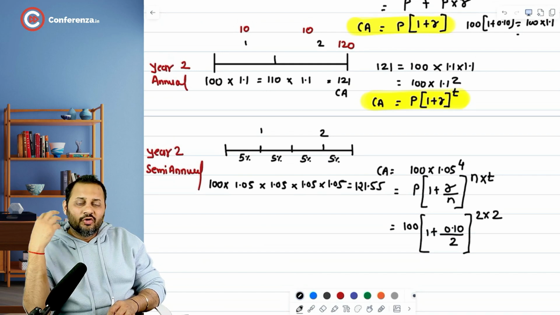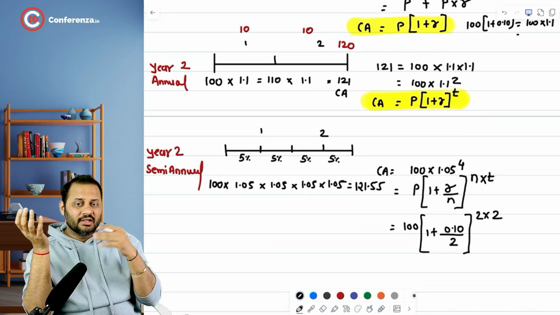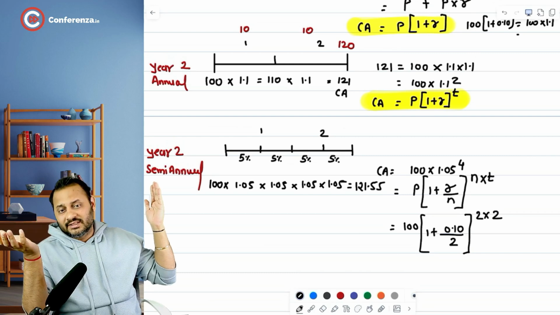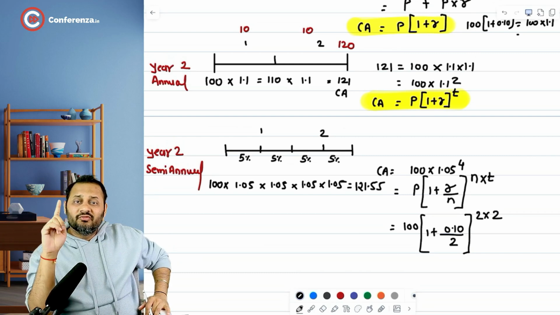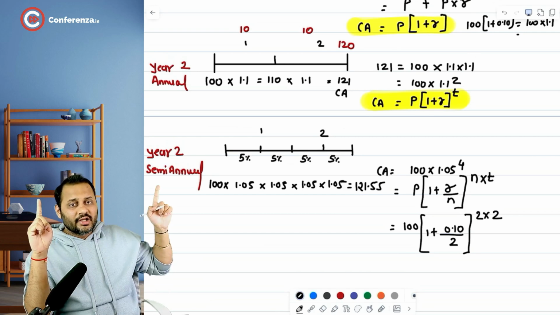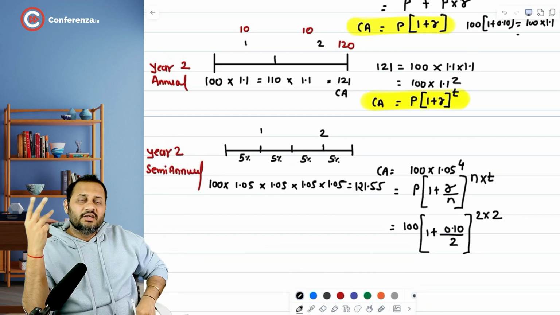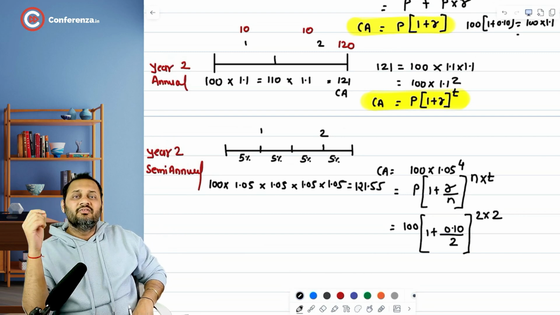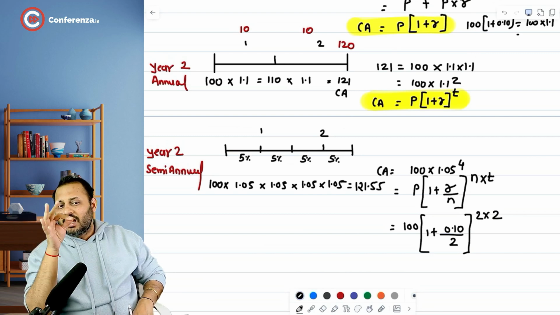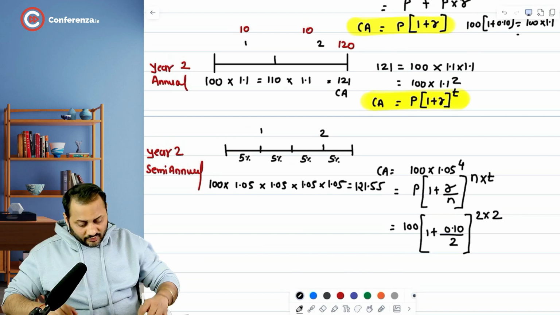Now, if we go for more compounding, like if we increase the compounding in a year, we can go for quarterly compounding as well. In that case, you will get a compounding of 4 times in 1 year. Annual means 1 time compounding. In this case, 2 times. Quarterly, it will be 4 times. Monthly, it will be 12 times. And daily, it will be 365 times. Are you getting it?